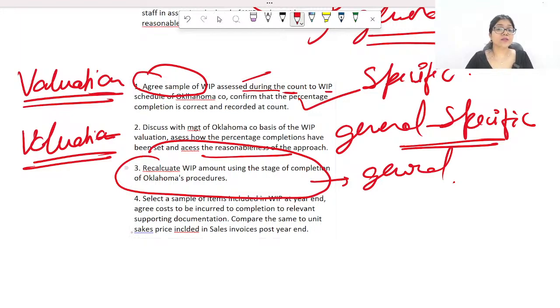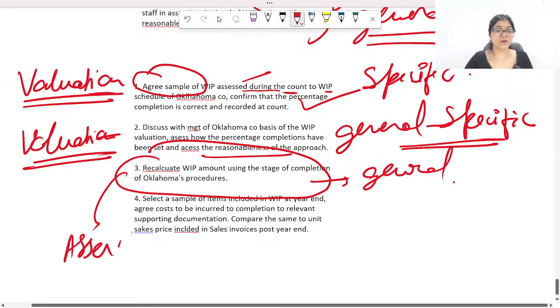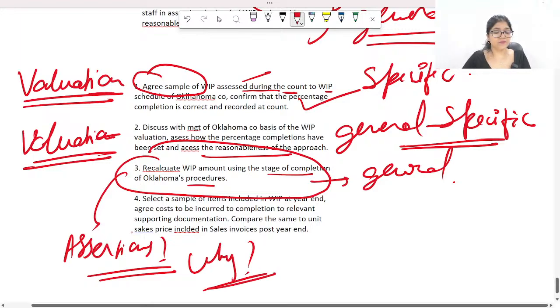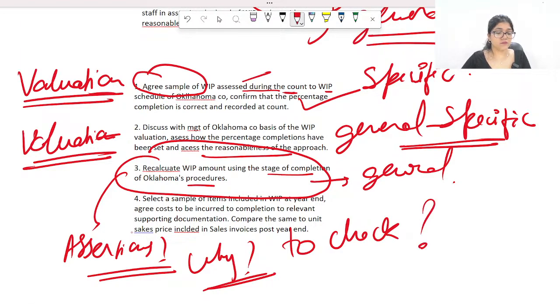Guys, the assertion is missing over here. Do you see any assertions here? What is the assertion? I'm just recalculating the amount using the stage of completion, using the procedures. So that's fine. But what is the assertion? Why am I doing that? What is the reason for me doing this? To check what? Now let me know what is the assertion over here. Assertion of accuracy. Correct, Rajput. Very good.